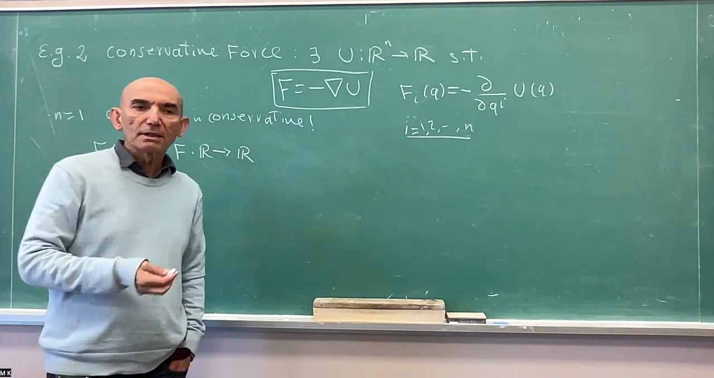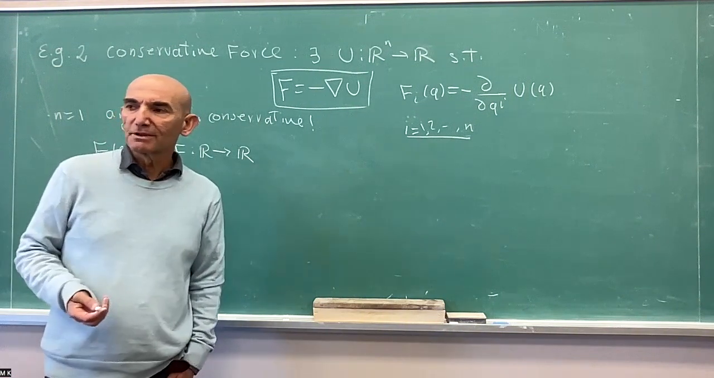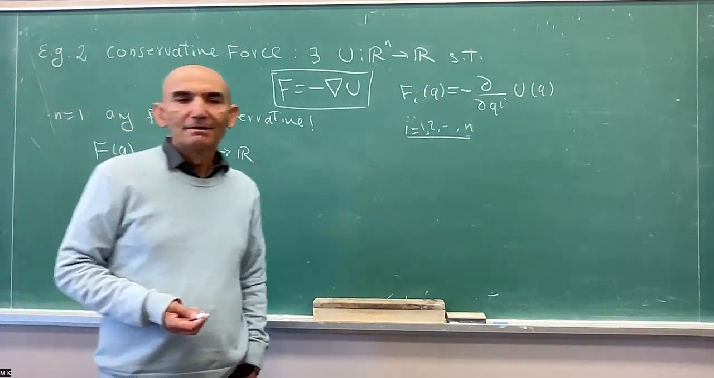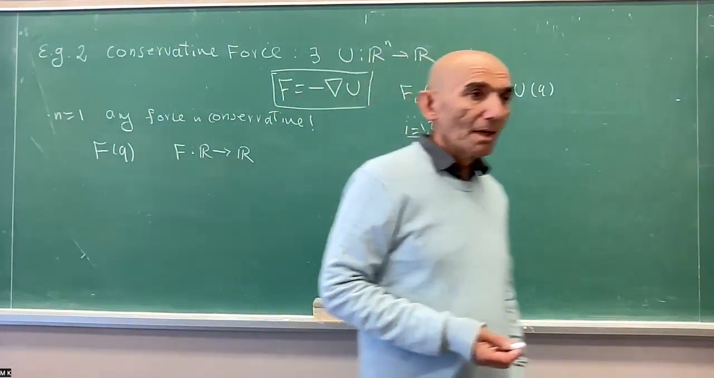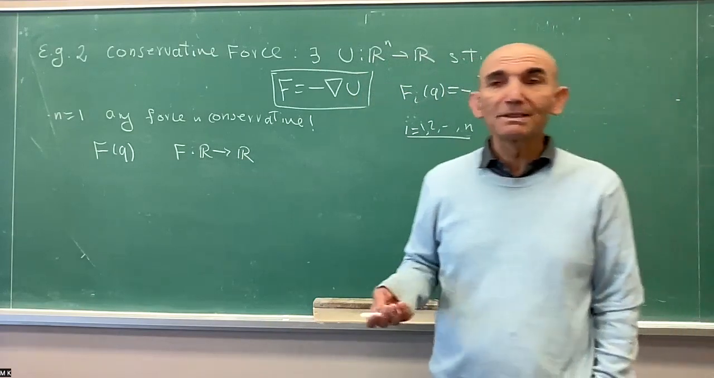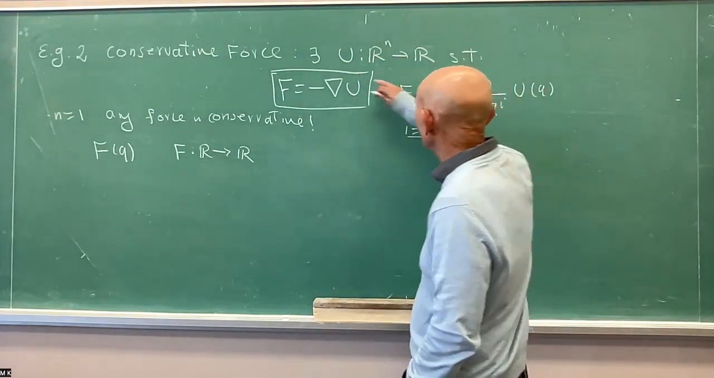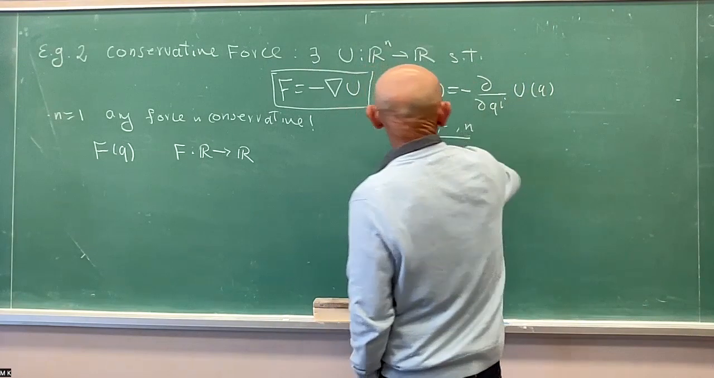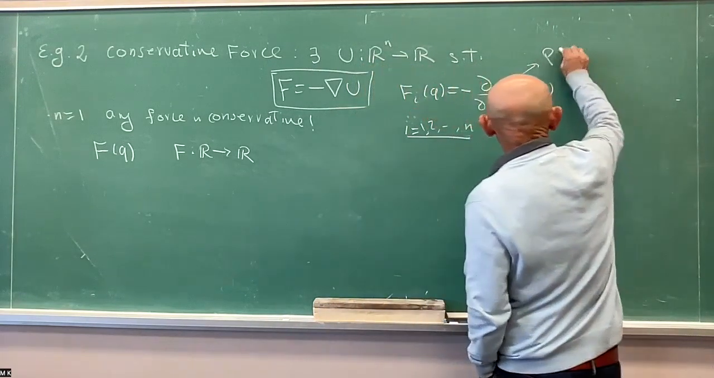Now, why is this vector field conservative? What is the potential in this case? I'm saying there is a potential in this case. By the way, this U is called the potential. Let me write it. This is called the potential.